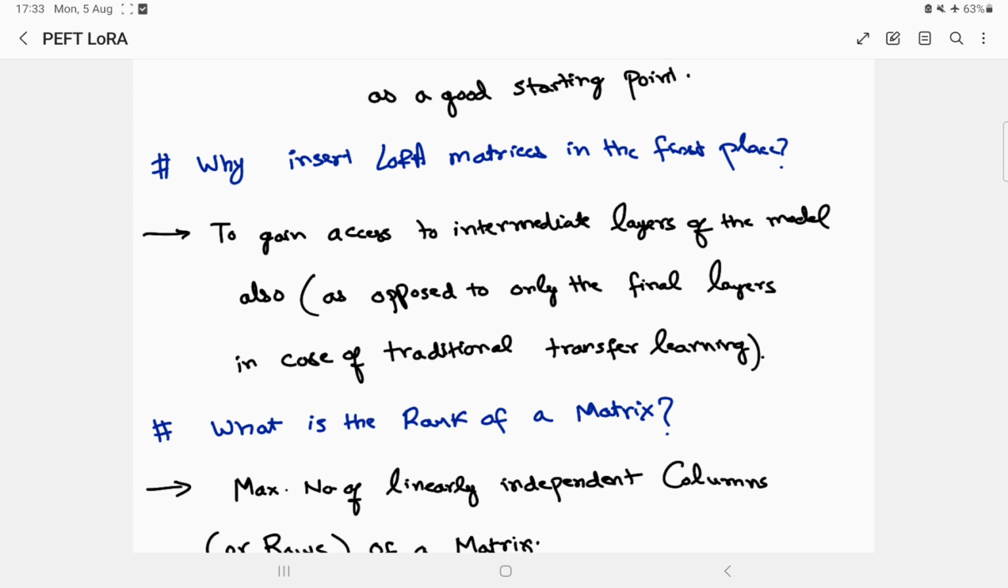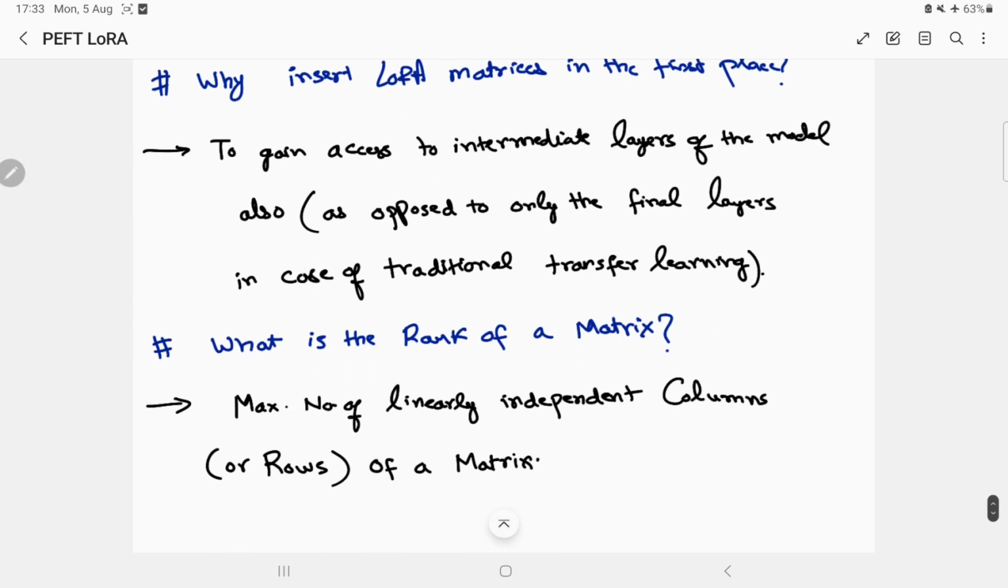And like I mentioned, in case you are not aware of the rank of a matrix, rank is basically the maximum number of linearly independent columns or rows of a matrix. I just mentioned it here for the sake of completion, but I'm sure that you are aware of what a rank is.